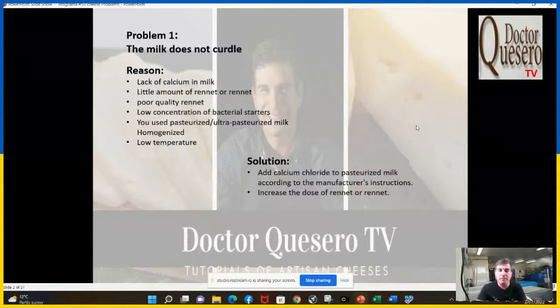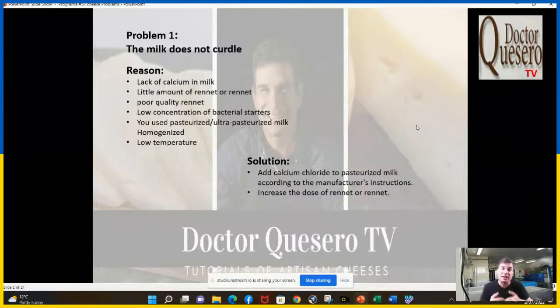Okay. Another reason, and you have to go through the variables one by one. If you see that you use milk and your curd is weak, add calcium chloride. Do it again, and if you get a strong curd, carry on with your process.